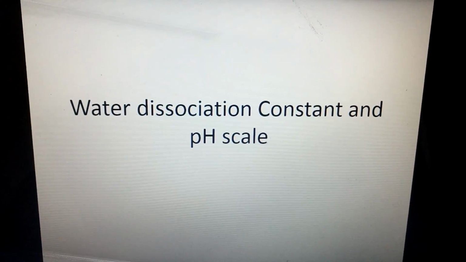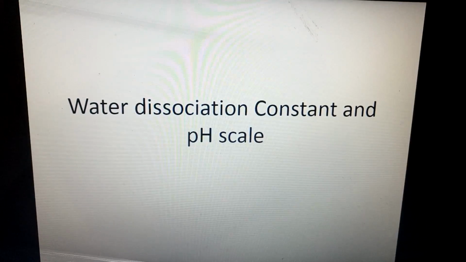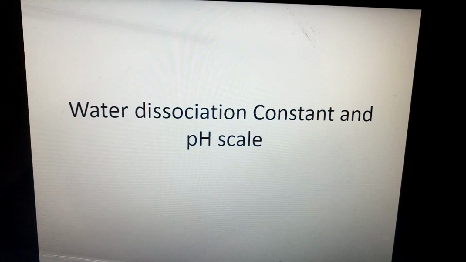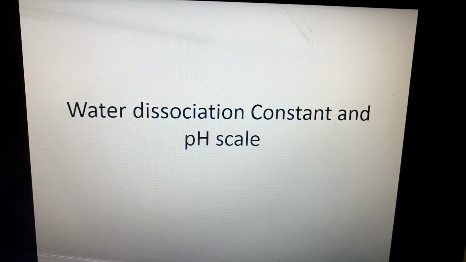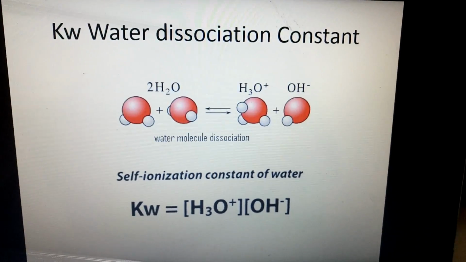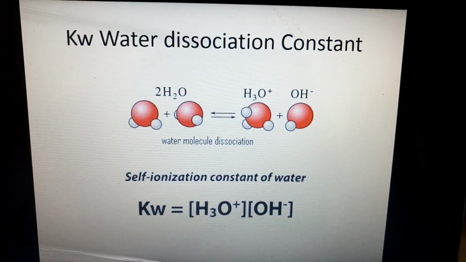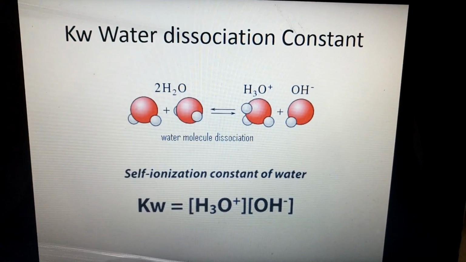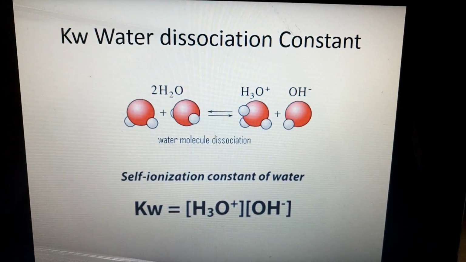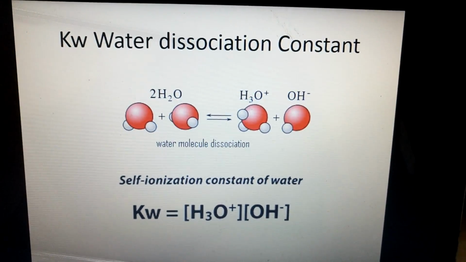Hi guys, we'll talk today about the water dissociation constant and the pH scale. The pH scale is a very useful measurement which affects us all the days because it's about acids and bases. All of us have an insight about what the pH scale is, but where does it come from? It comes from the water dissociation constant. Okay, what is the water dissociation constant?